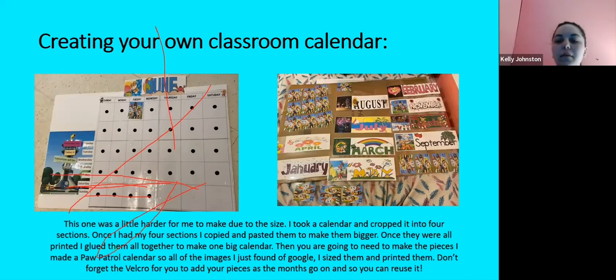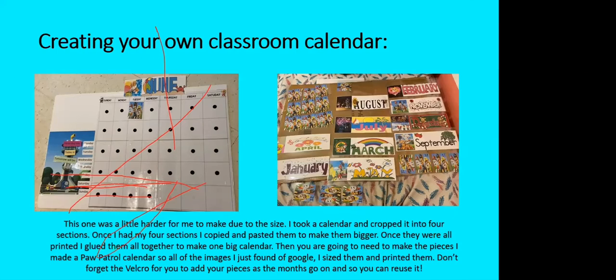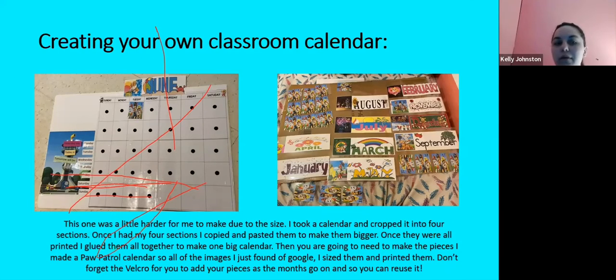You're going to need to make the pieces for the calendar as well. So I made Paw Patrol ones. You can just Google the images. I sized them and printed them. Don't forget to add Velcro onto your pieces so that they fit and you can reuse them every single month. I added numbers to the Paw Patrol characters so that we would know what day of the week it was. And then I just made the months.